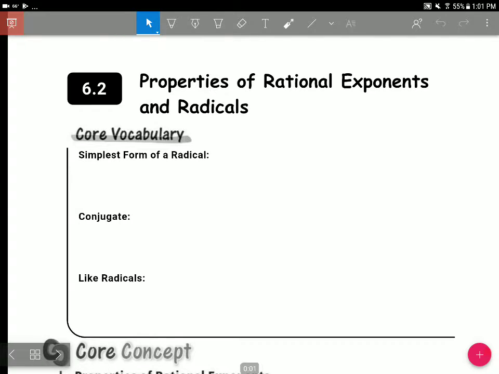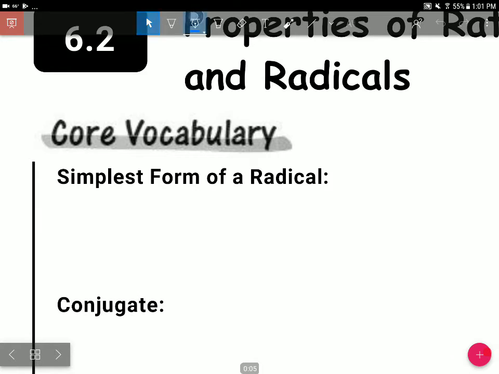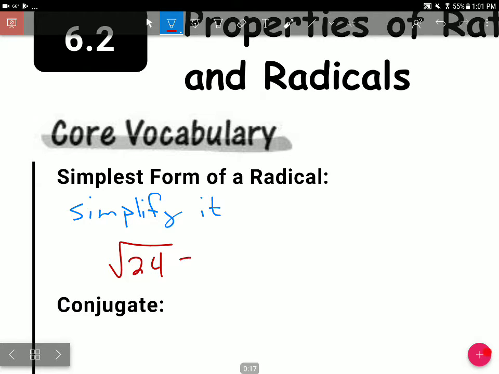All right, the simplest form of a radical. The simple form of a radical, basically what we're asking you to do is simplify it. So for example, this is what we did back in square roots. If I had the square root of 24, well that's 4 times 6, which I can take the square root of the 4 and leave it as 2 on the square root of 6. We did the same thing, but just with square roots.